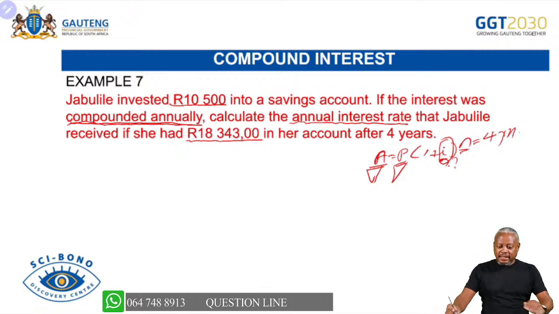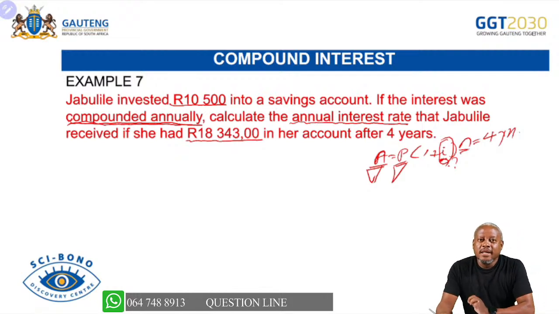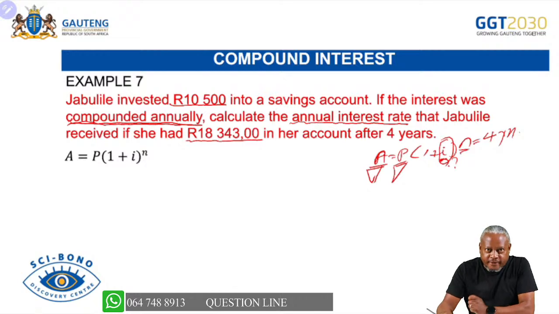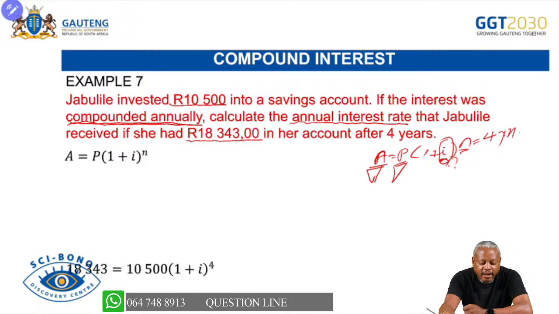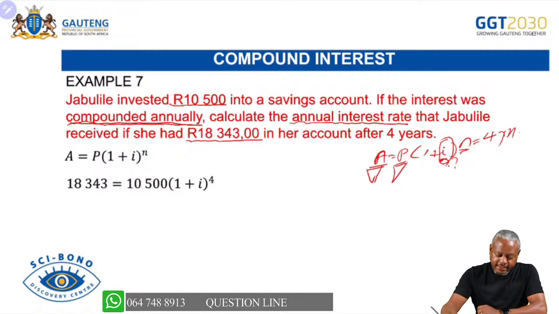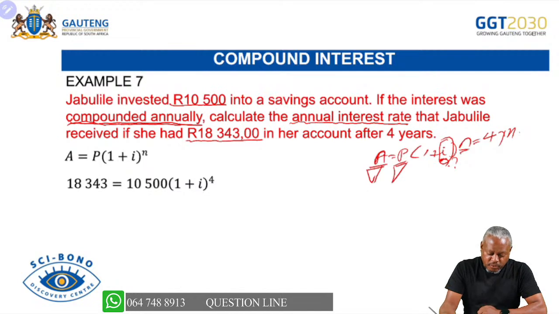Listen, let us proceed because I think you did this activity on Monday. I'm just helping those who complained that they were late. So here in our solution, we use the same formula. We have identified the correct formula, and now we need to substitute correctly into it. Our A is 18,343. Our principal amount is 10,500, times open the bracket, 1 plus I, to the exponent 4.